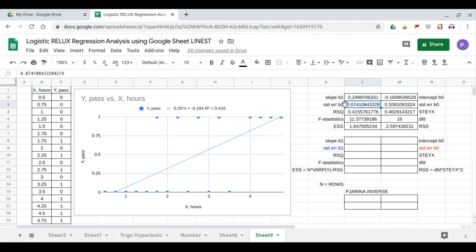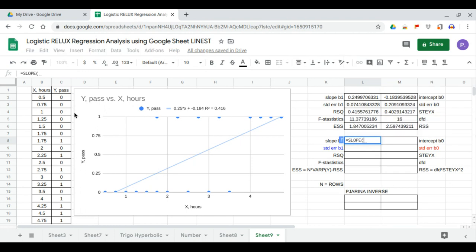So here the coefficient B1 is 0.2499, which is 0.25x, and coefficient B0 is negative 0.1839, which is rounded up as negative 0.184. And our r squared is 0.4155, which is rounded up as 0.416. We'll use the matrix operation and some functions to calculate each of these outputs, starting with the slope.